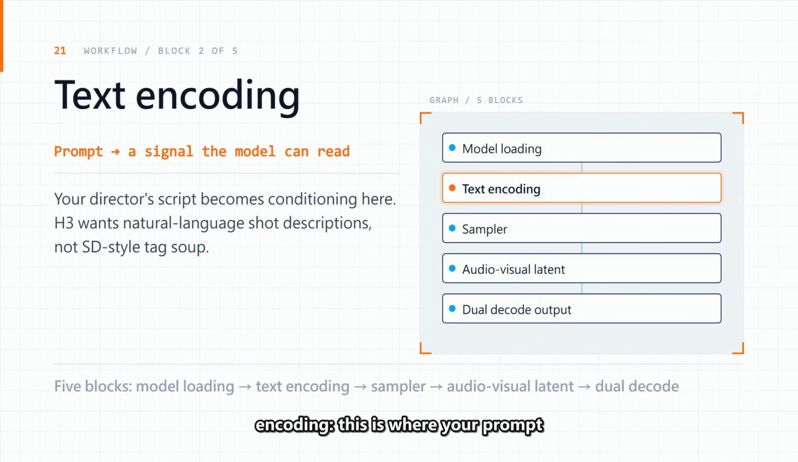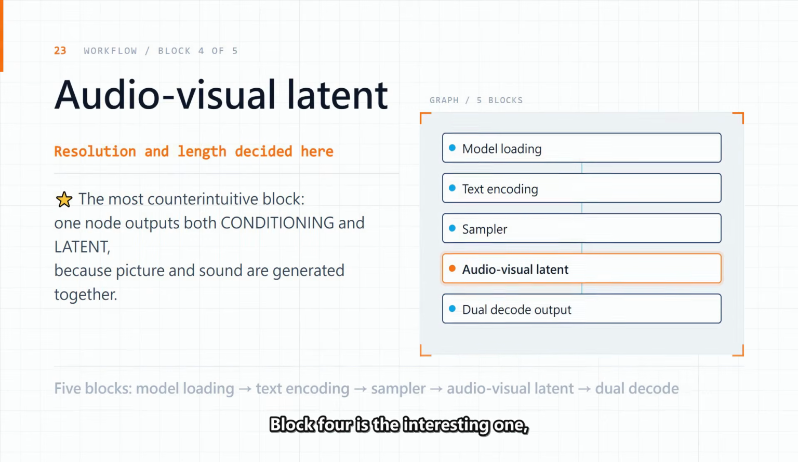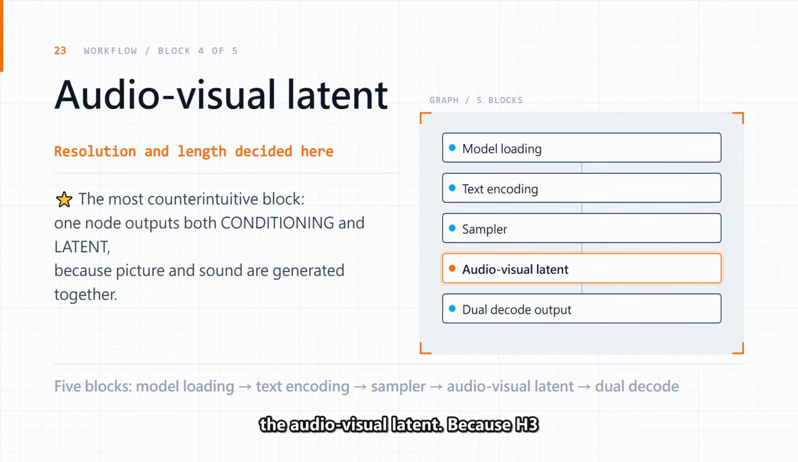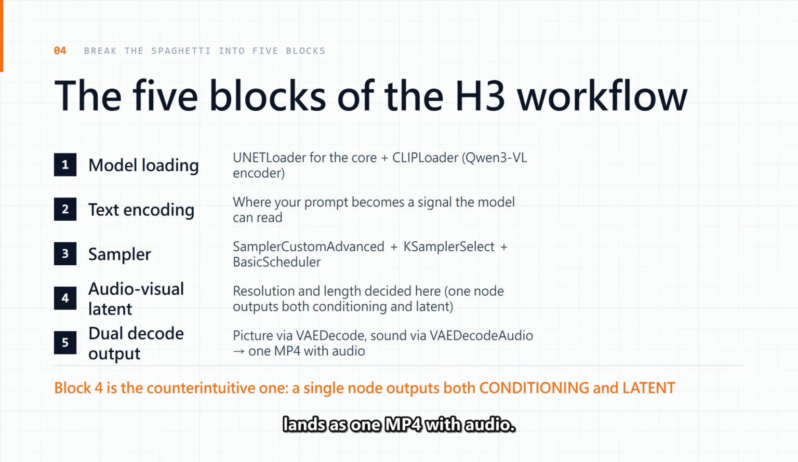Block 2, text encoding, this is where your prompt becomes a signal the model can read. Block 3, the sampler, the engine that actually paints the frames. Block 4 is the interesting one, the audio-visual latent. Because H3 generates picture and sound together, this is where the resolution and the length of the whole clip get decided. Block 5, dual decode output. The picture goes through the video VAE, the sound through the audio VAE, and it all lands as one MP4 with audio. Understand those 5, and the whole spaghetti diagram is just those 5 things wired together.